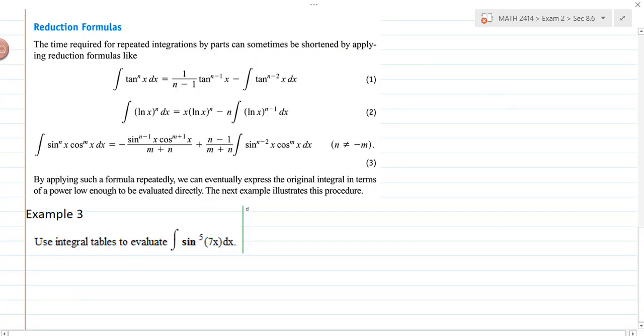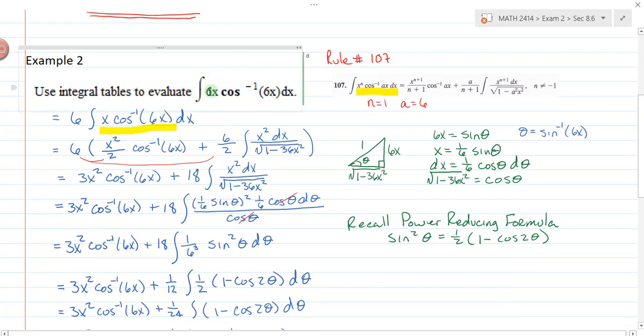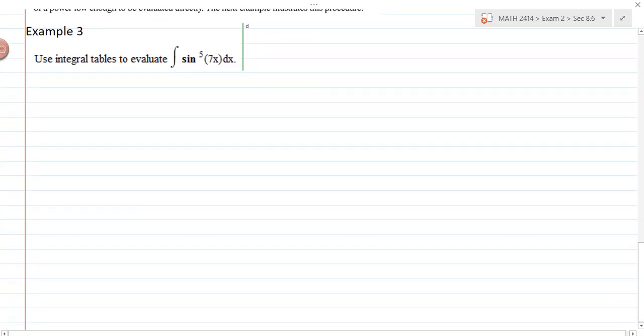This last problem that we did was an example of a reduction formula, because it reduced this integral that we didn't know how to do into a problem that had an integral that we did know how to do. So let's look at example 3. This is our integral. We see that it's a trig integral. Is there a rule in the tables that we could use to work this problem easier?